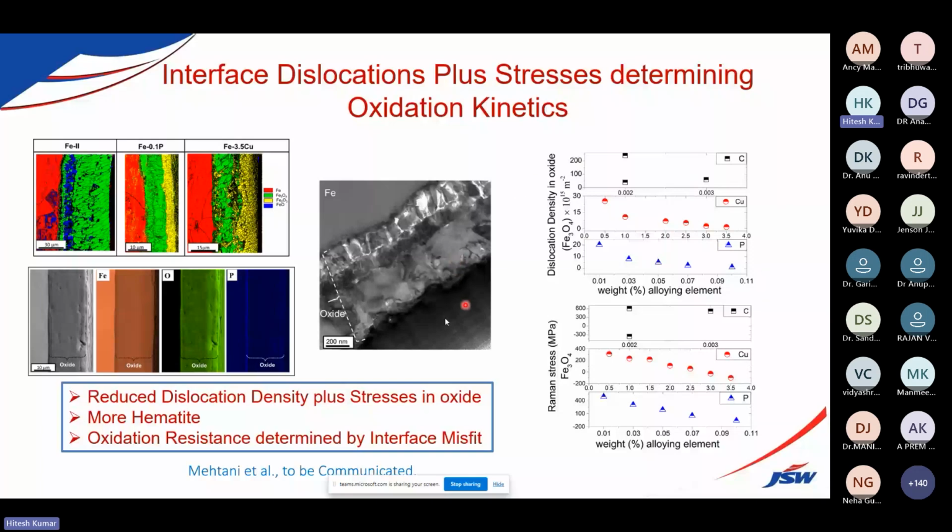In this study we also calculated the dislocation density, and the same we tried to find out with the Raman stresses. Again, those confirm that these are improving as we increase the copper and the phosphorus content. So overall, the dislocation density goes down as well as the Raman stresses go down. That improves the oxidation resistance of your material.